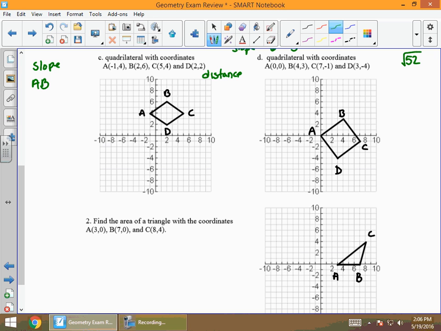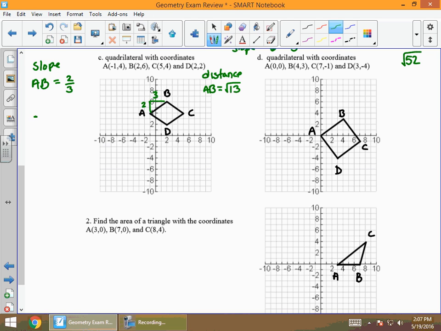So from A to B, looks like we go up 2 and right 3. So my rise over run, rise 2, run 3. And then the distance, 2 squared is 4. 3 squared is 9. 4 plus 9 is 13. So its distance is radical 13.